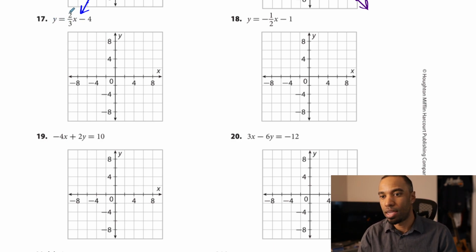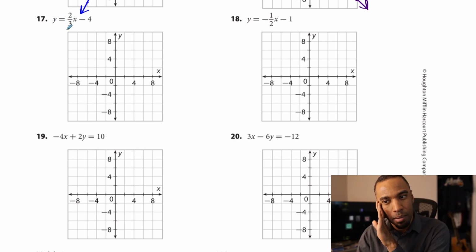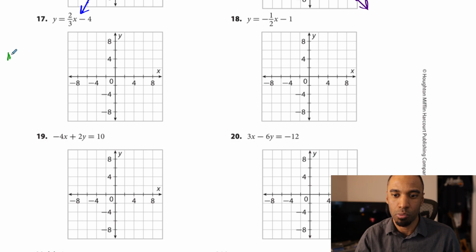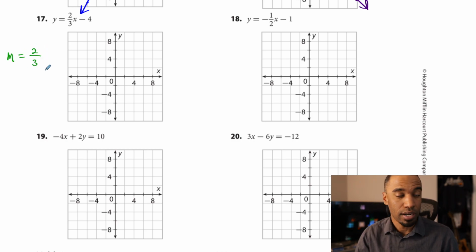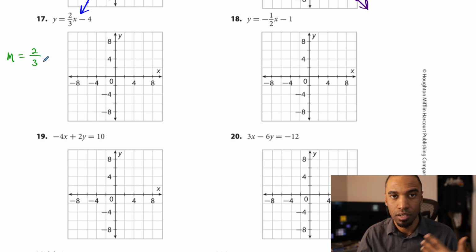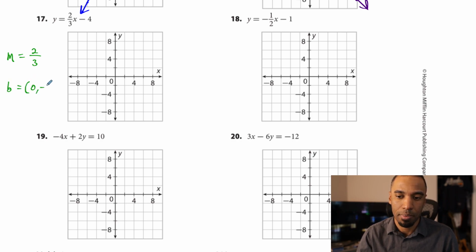All right, number 17, y equals 2/3 x minus 4. Do not be threatened or intimidated by the slope being a 2/3. We're just counting the rise and the run. In fact, it's already written as a fraction. I actually prefer these to the integer ones because I already know what the fraction thing is. The y-intercept is -4, so I'm starting at 0, -4 right here.